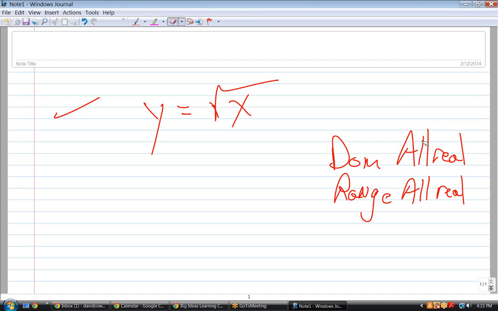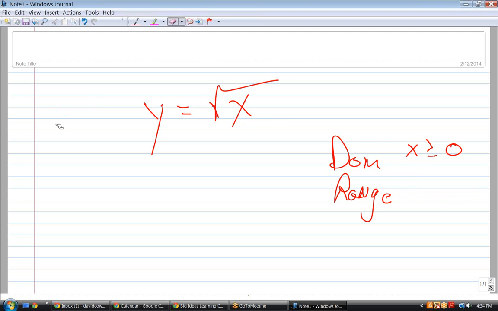So for this function, in other words, I could not put in minus 2 because I can't take the square root of a negative number. So for our domain, x would have to be greater than or equal to 0. It could be equal to 0 because you can take the square root of 0. So we're not allowed to put negative numbers in there.